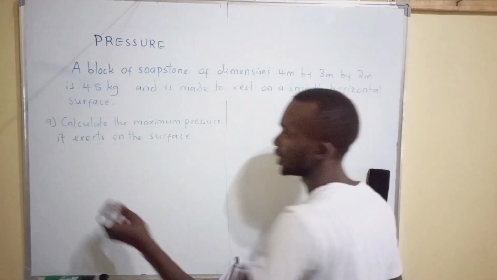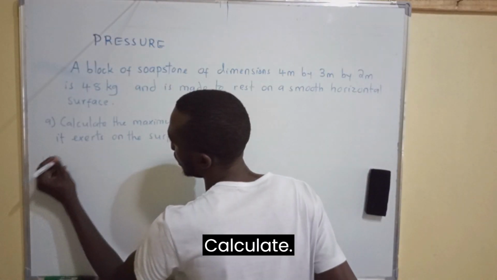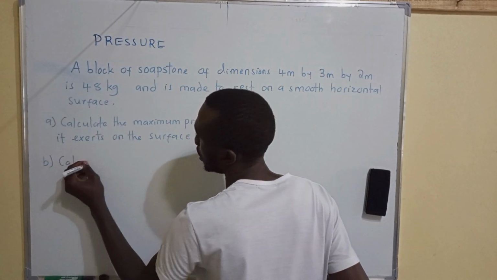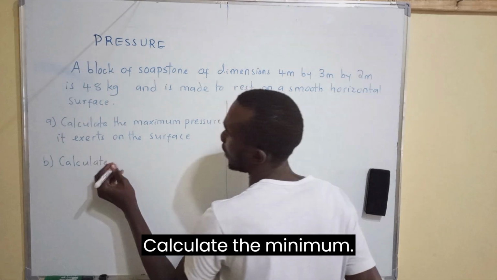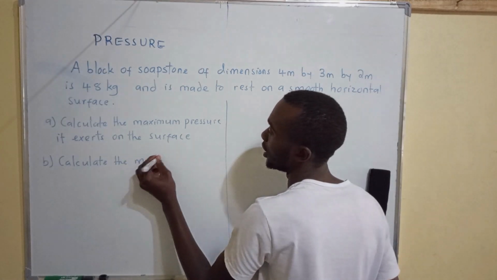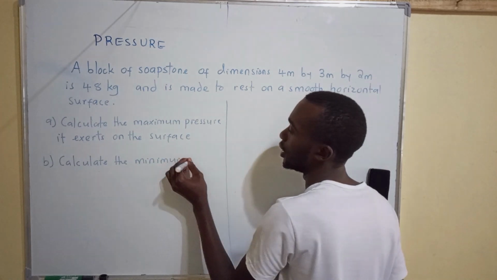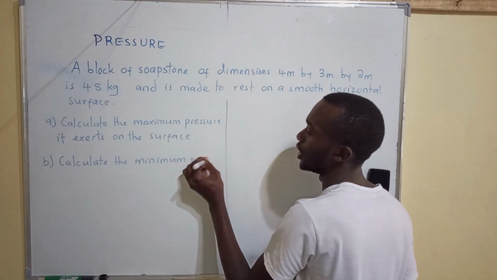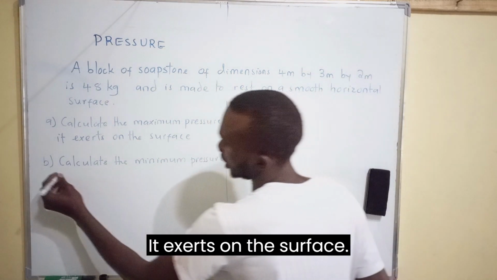And then part B, calculate the minimum pressure it exerts on the surface.